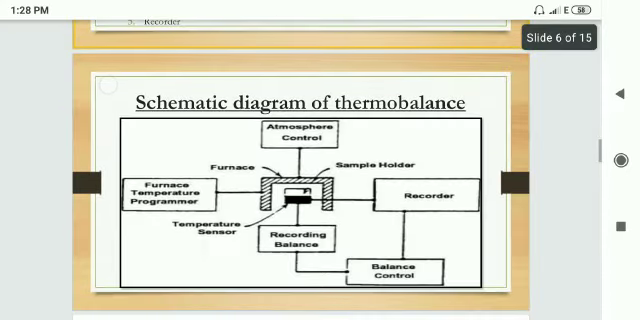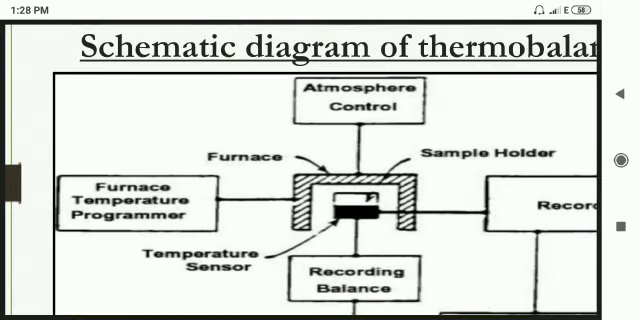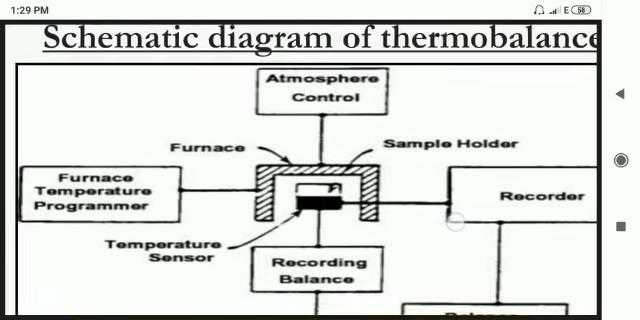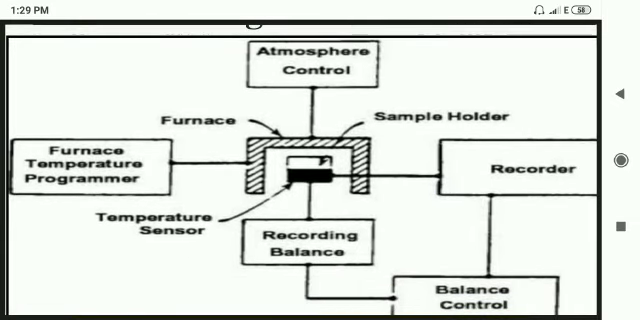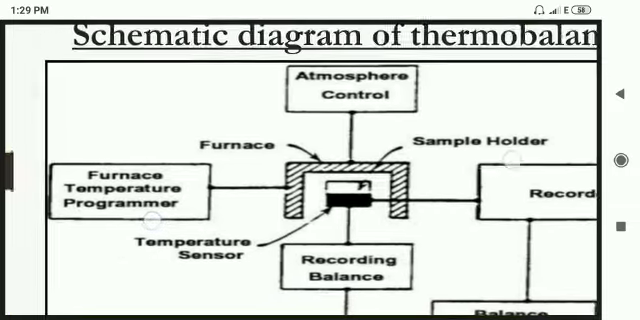Here is a schematic diagram of the thermobalance. Here is the temperature sensor, and it consists of various parts. In the center is the recorder and temperature sensor. The sample holder is above the recorder and it is covered with a furnace, furnace temperature program, atmosphere control, recording balance and balance control, etc. These are the different components of the thermobalance.